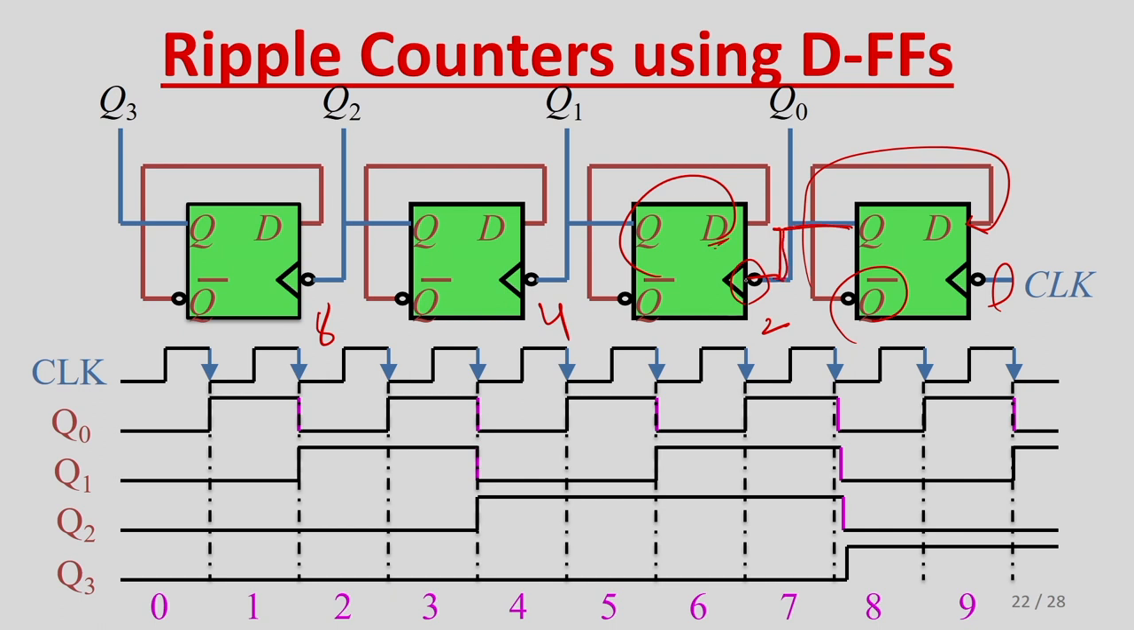Because it is a cascaded clock, it divides the frequency. If this works every 1 time, the next works every 2 times the initial clock, then every 4 times, and every 8 times. That means it divides the frequency by 2, 4 and 8. Suppose this flip flop toggles every clock, this is half of the clock, this is 1/4 of the clock, so every 4 clocks it toggles, and here every 8 clocks it toggles.